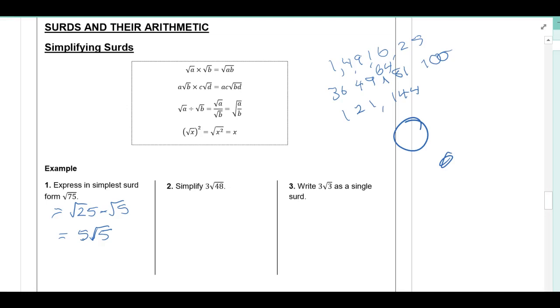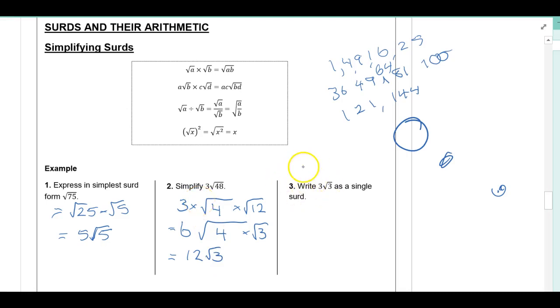The same as this example, it says simplify. Sorry, I'm having pen trouble. So simplify here is 3 root, and I need one of these numbers that times together to give me 48. 4 is going to be 12, so let's go with that. 4 and 12. So I've got 3 times 2, which is 6. But root 12 is actually 4 times 3. So it's 12 root 3.